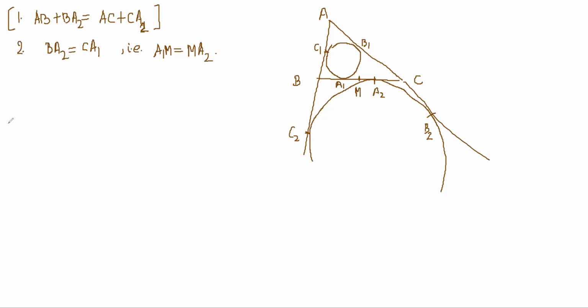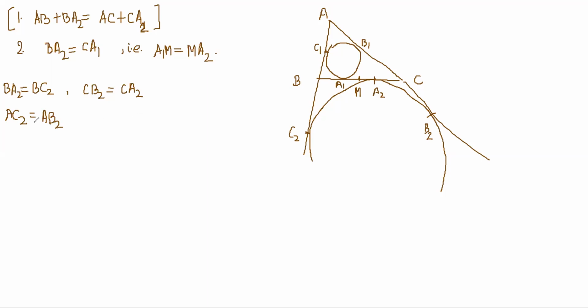So BA2 is equal to BC2 and CA2 is equal to CB2. Correct. BA2 is equal to BC2 and CB2 is equal to CA2, right? So AC2 is equal to AB2 because they are tangents from point A. So we are done.